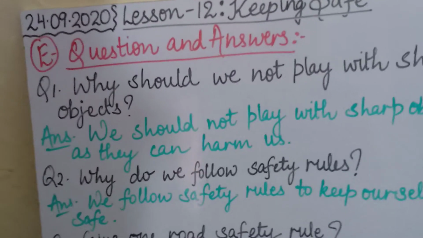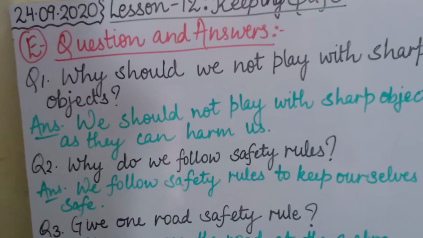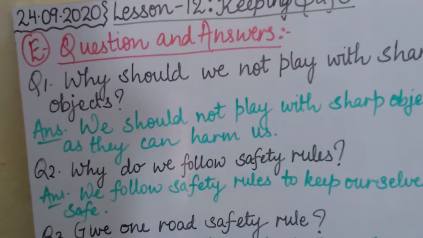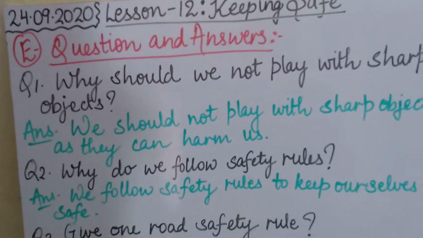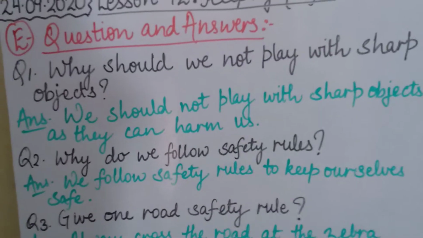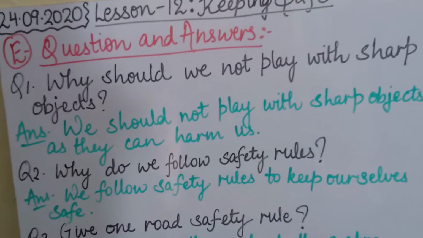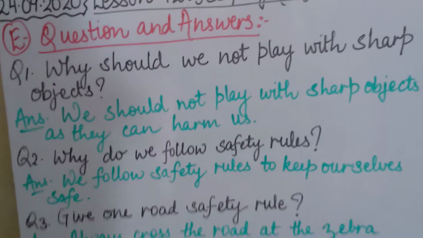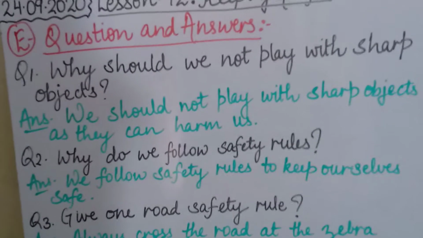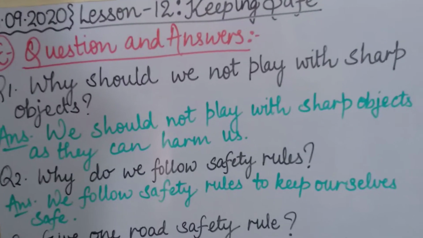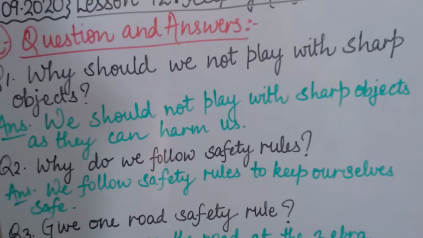Is that clear? Now, in this chapter you have also studied about what is first aid. Now, children, what is first aid? First aid is the immediate medical help which is given to a person who has got injured. Okay, किसी का accident हुआ है या किसी को बहुत ज़्यादा चोट लग गई है घर के अंदर, घर के बाहर, road पे. Okay, खेलते खेलते लग गई है.